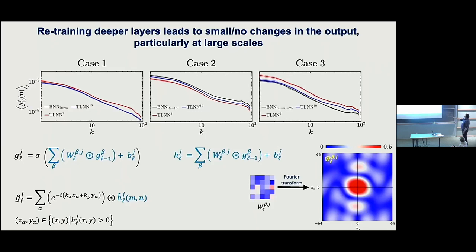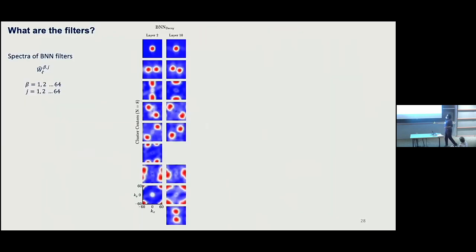It's non-zero at the center around low wave numbers, and then it's zero everywhere else. So by looking at this spectra of the weights, we can actually get a sense about their meaning. And so before talking more about transfer learning, you might ask, well, what are even these weights that are learned when you train a CNN? And again, there are 64 squared of them.